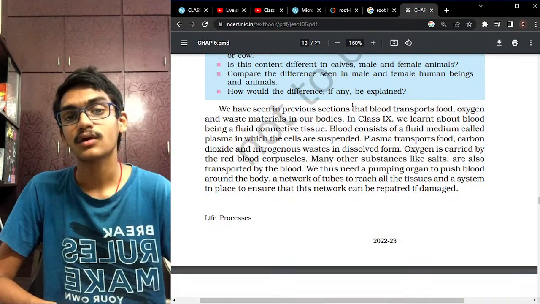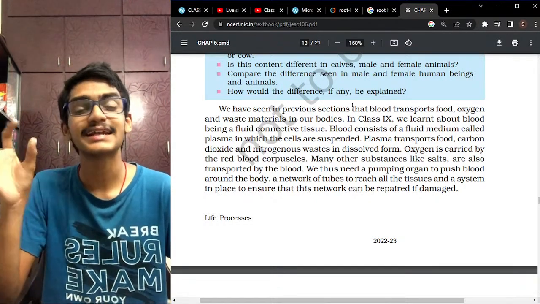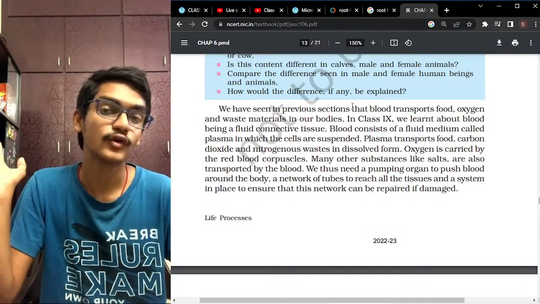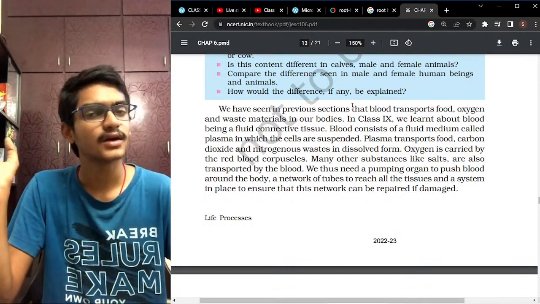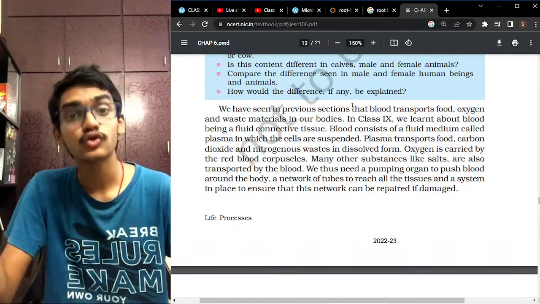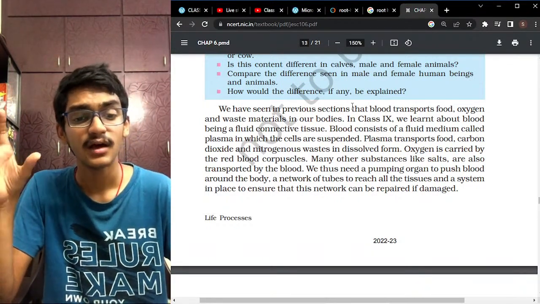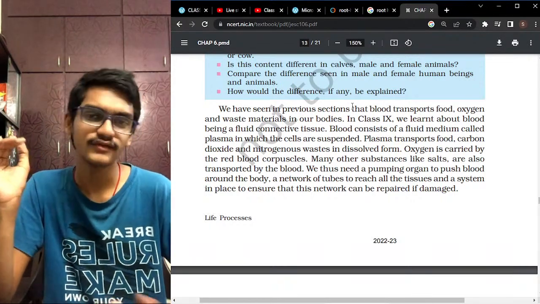And these WBCs, that is white blood corpuscles, are white in color, and they do not contain any hemoglobin, and therefore they are also called leukocytes. Okay, you are going to learn more about WBCs in the lymphatic system also. That also you are going to see.